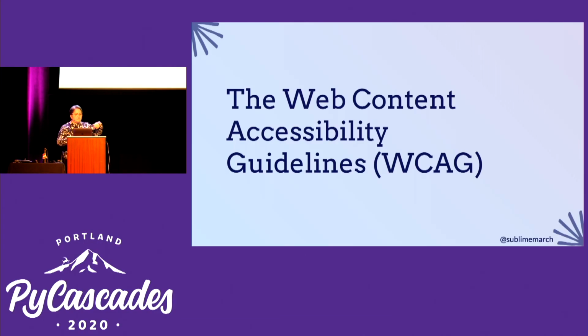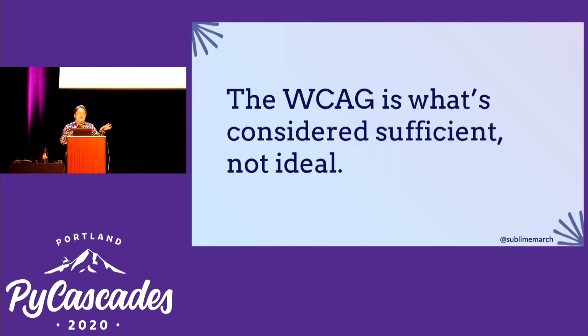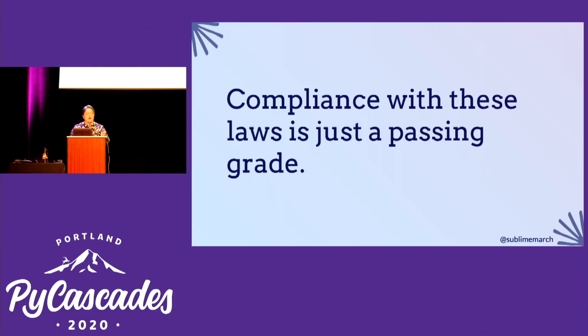So we have these guidelines. We can follow them. They're written in a pretty technical way, but relatively clearly once you're used to them. So what's the problem? We've got these guidelines, we've got laws. Ta-da, we should be fine, right? No. The WCAG is what's considered sufficient for accessibility. It's not what's ideal for accessibility. Compliance with those laws, like the ADA and the Rehabilitation Act, and a wide variety of other laws around the world, is just a passing grade when it comes to accessibility.